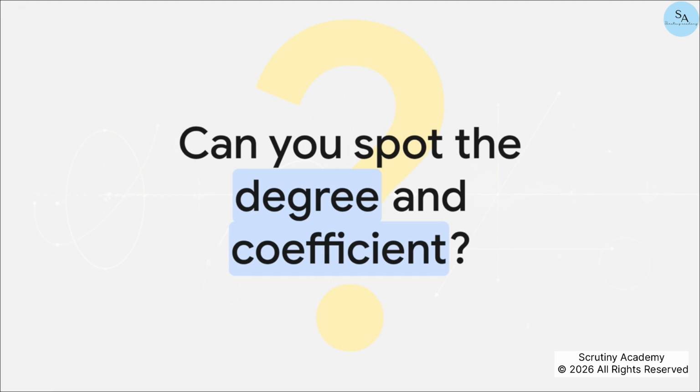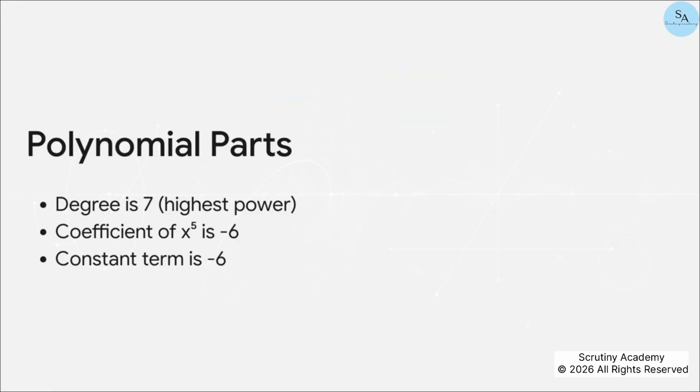We need to find 3 things: the degree, the coefficient of the x to the 5th term, and the constant. Just take a quick second to scan those numbers. Let's see how you did. First up, the degree is 7. Why? Because the degree is simply the highest power of x in the whole equation, and here, x to the power of 7 takes the crown.